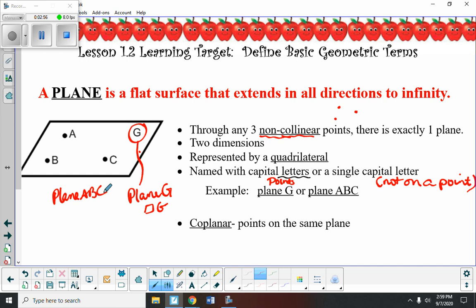Another point term we want to talk about is coplanar. And what that means is that points are on the same plane. And again, you get a little hint with that one because you have almost all the letters of plane there, but coplanar means points on the same plane.